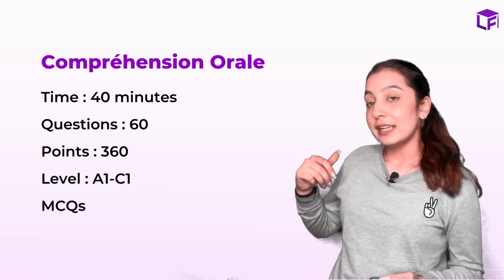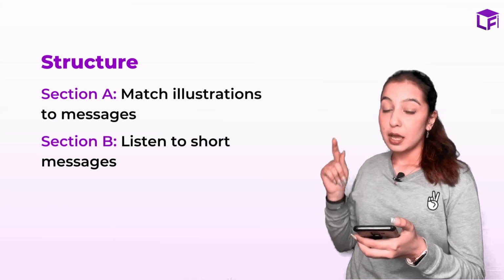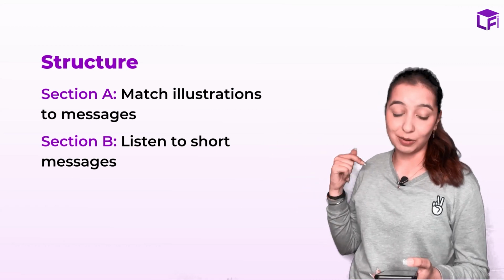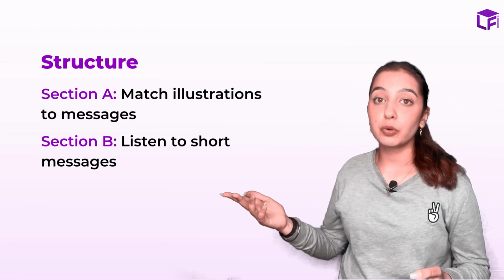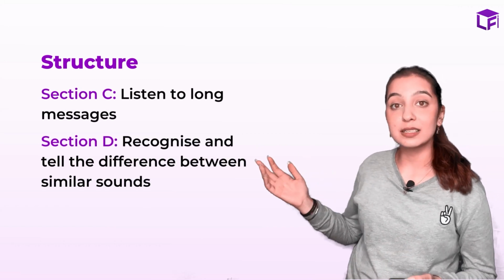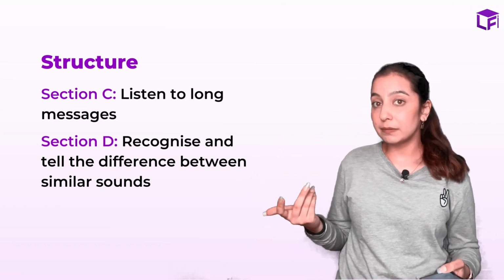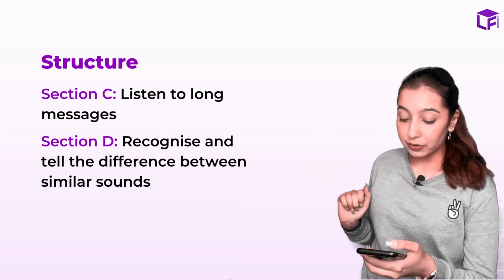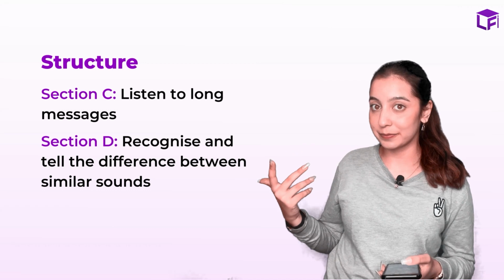Alright, guys, now let's look at a few important things. The structure of section A is to match the illustrations to the messages. These are the types of questions you'll get in section A of the listening practice. In section B, you listen to short messages and then reply to the questions asked. Then we have section C, which says listen to the long messages. There might be a message that a child is giving to his father or mother over a call, and you have to hear it and answer the questions. And in section D, you'll have to recognize and tell the difference between similar sounds. That means you should be familiar with the sounds as well.